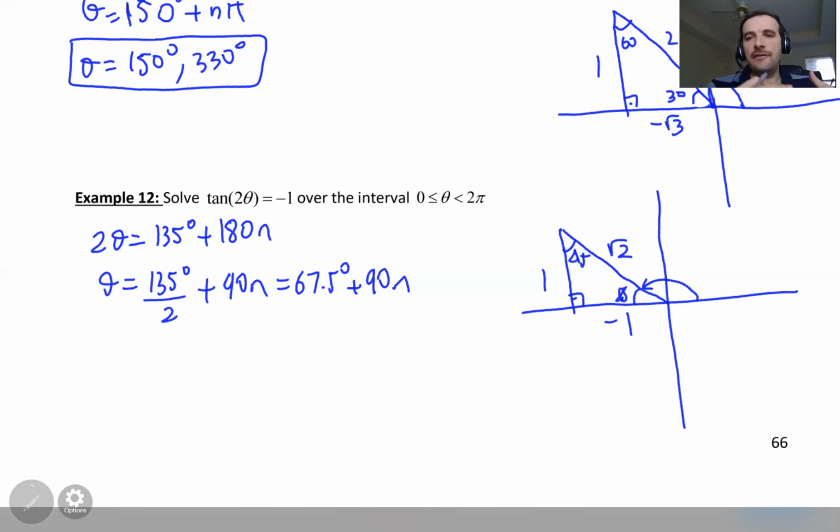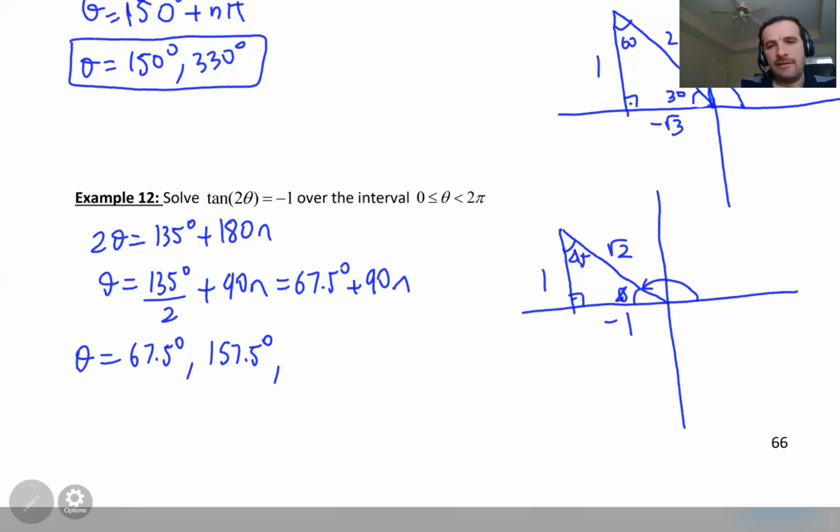And again, we can just plug in a couple of n values and try to see whether we are falling in our interval. Let's start with n equal to 0, of course. 67.5, cool. This is in our interval. When n is equal to 1, 67.5 plus 90, which makes 157.5. Okay, cool enough, because it's still in our interval, right? When n is equal to 2, 67.5 plus 180, which makes 247.5, right? Cool again, because we are still in our interval.